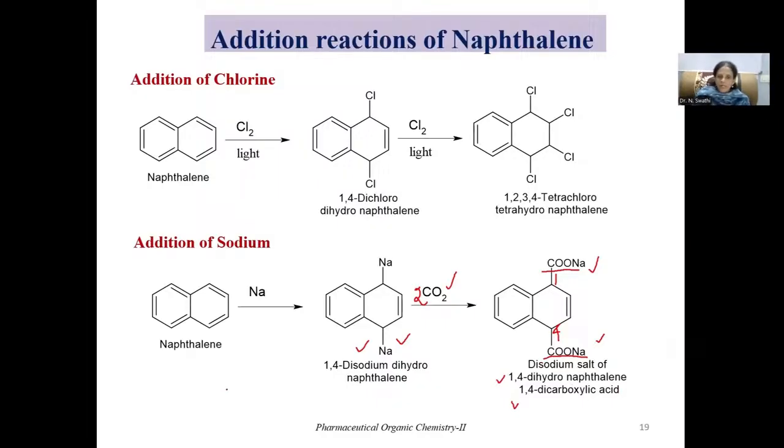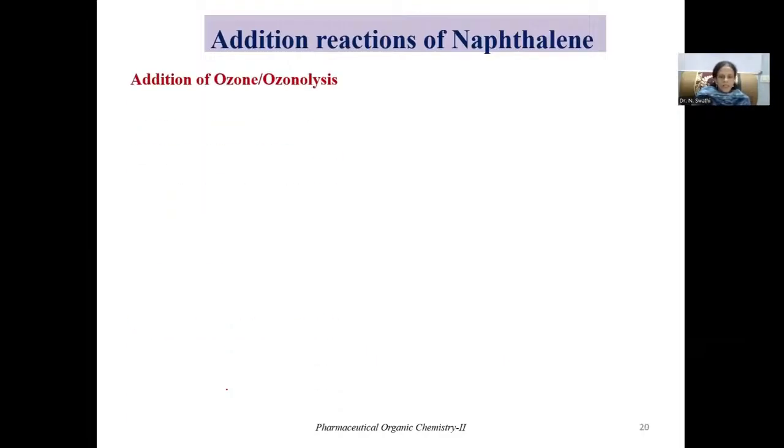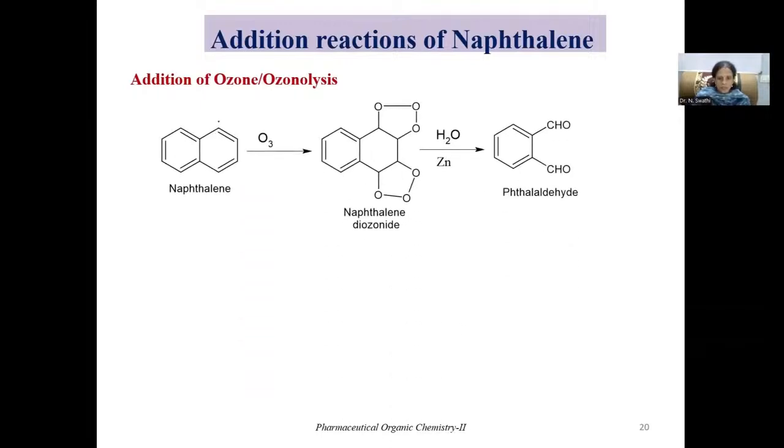These are the 2 addition reactions of naphthalene, chlorine and sodium. Now the third addition reaction is addition of ozone, which is also known as ozonolysis. When naphthalene is subjected to ozonolysis, it reacts with 2 moles of ozone. The 2 double bonds present in the first ring system will be subjected to ozonolysis. In a typical ozonolysis reaction, the ozone molecule will be attached wherever double bonds are present.